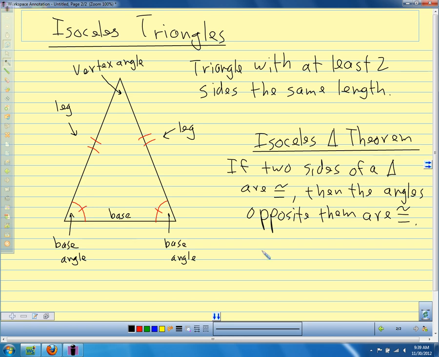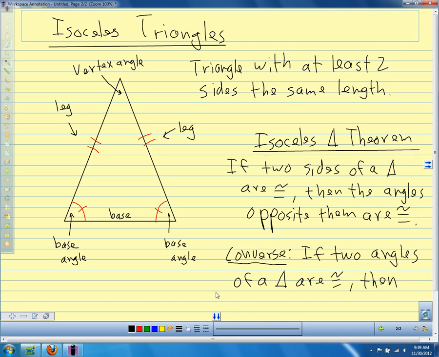It turns out that the converse is also true. And how do we make the converse of an if-then statement? Flip them, switch them around, change the order. So we're going to say if two angles of a triangle are congruent, then the sides opposite them are congruent.